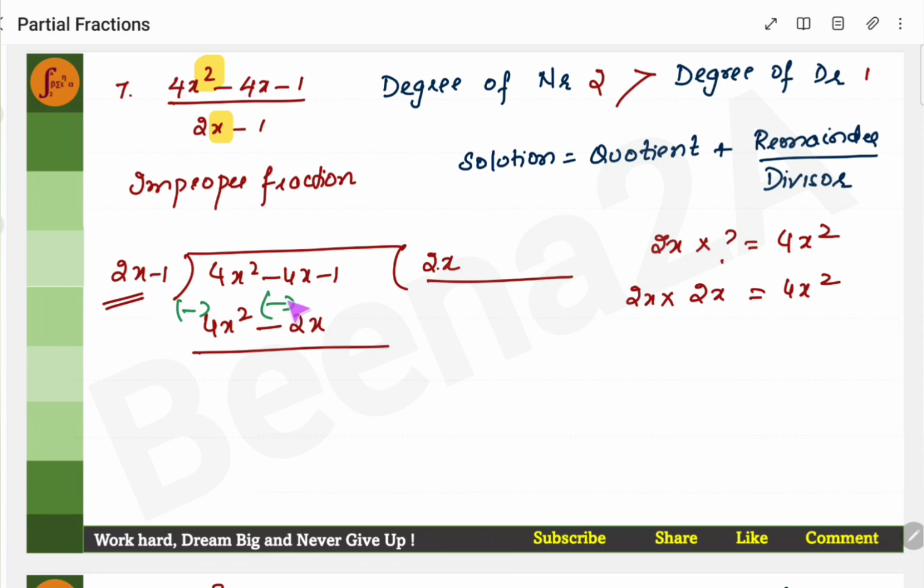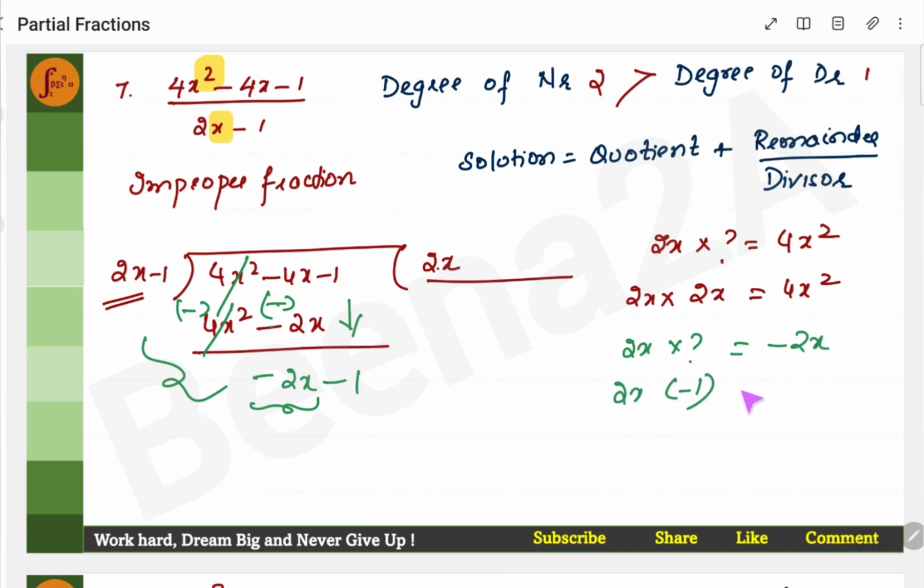Now we'll subtract the whole thing. This will get cancelled. Minus and minus is going to become plus. So minus 4x plus 2x is minus 2x. Now I'll carry forward 1. So now I have to repeat this entire thing once again. What should I multiply with 2x to get this first term? I should get minus 2x. So obviously I should multiply with minus 1, because 2x into minus 1 is minus 2x. Right? So it should be minus 1.